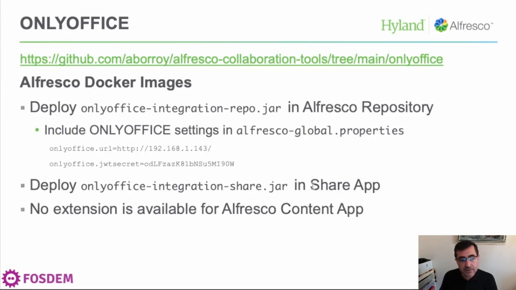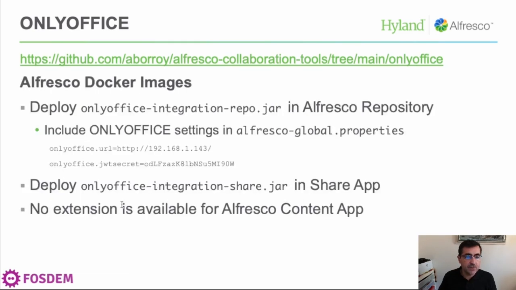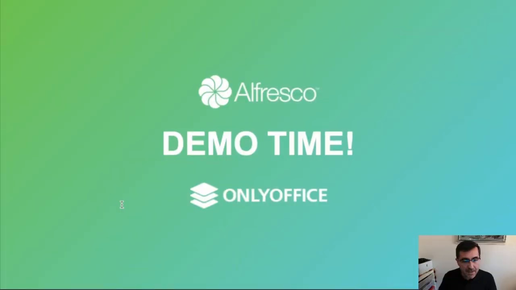And we are deploying the OnlyOffice integration in the Share application, and no extension is available for the Alfresco Content App. So extending the Docker images just to add these settings, the OnlyOffice URL and the JWT secret, and creating this JWT secret on the configuration for the Docker Compose. So with that in mind, let's start with the demo.